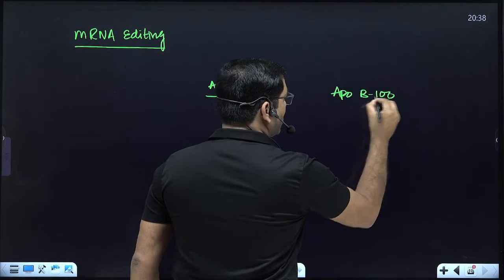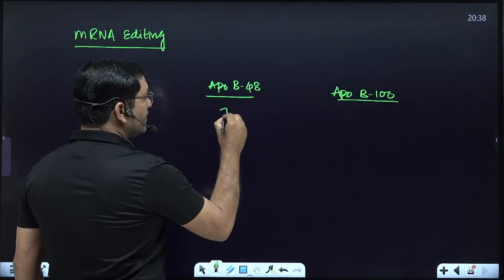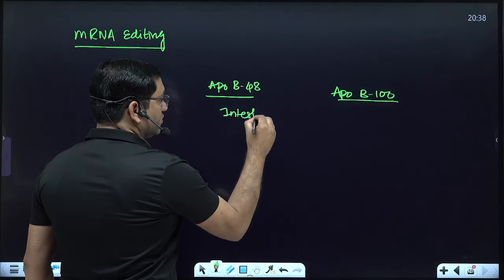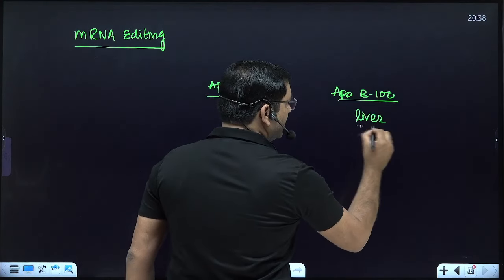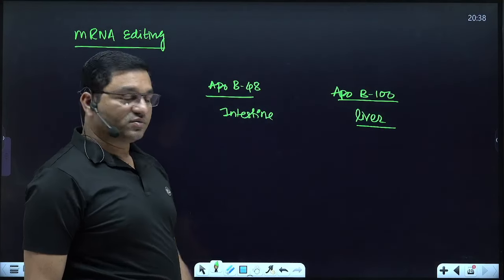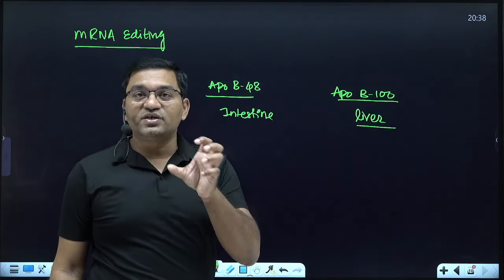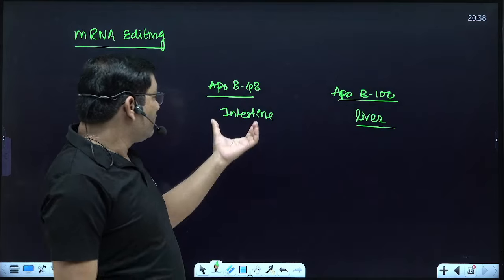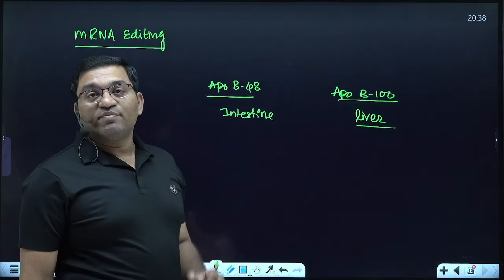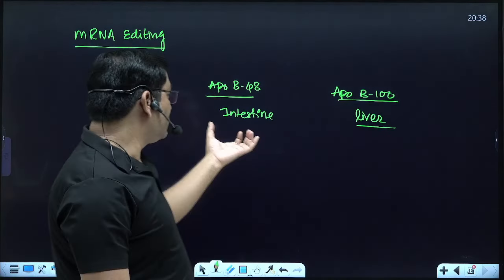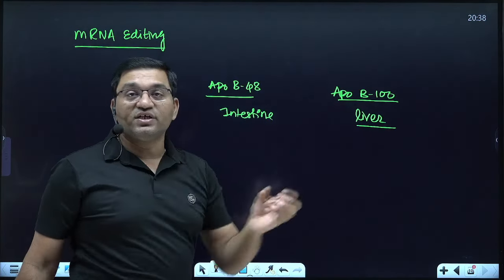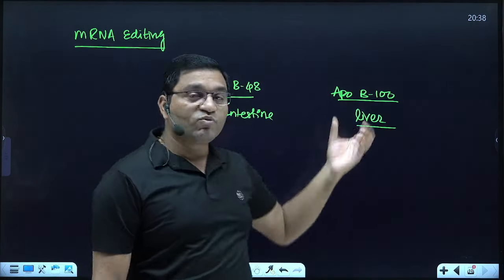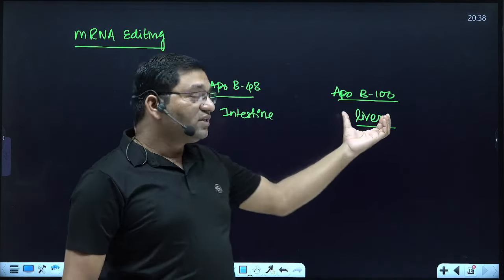ApoB48 is produced by the intestine. ApoB100 is produced by the liver. In the liver, 100% synthesis of the protein occurs, while in the intestine, premature termination of protein synthesis occurs. From the same mRNA, two different proteins are produced: ApoB48 in the intestine and ApoB100 in the liver.